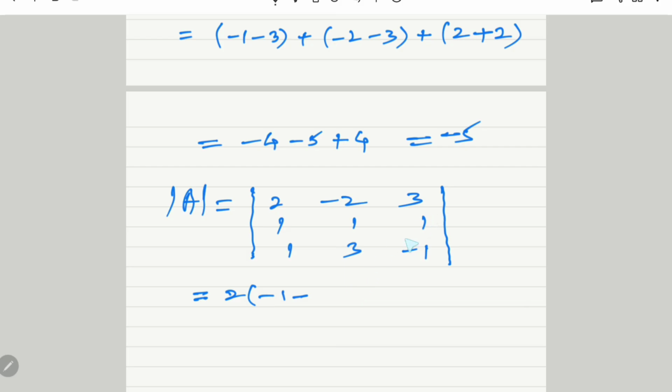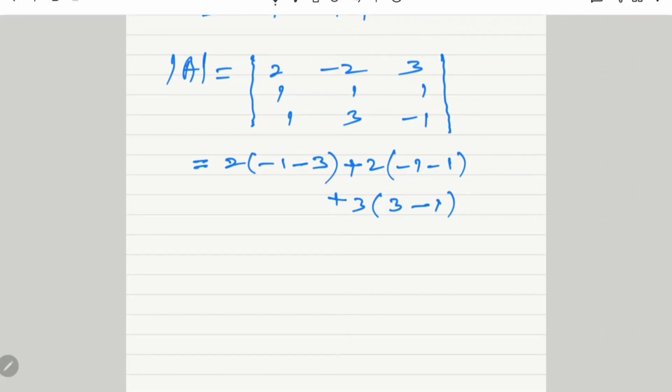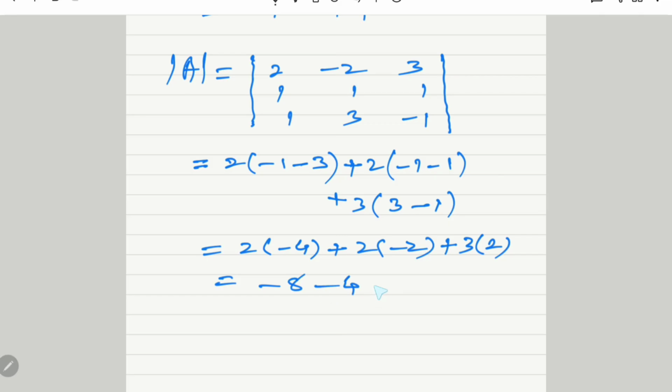It is minus 1 minus 3. Then second element is minus, that minus and this minus will become plus 2 into, neglecting this first row and second column, 1 into minus 1 we get minus 1 and minus 1, and plus 3, neglecting first row and third column, we get determinant of 1 1 1 3 as 3 minus 1, and then evaluating it we get 2 into minus 4 plus 2 into minus 2 and plus 3 into 2, and therefore the value is minus 8, minus 4 and plus 6.